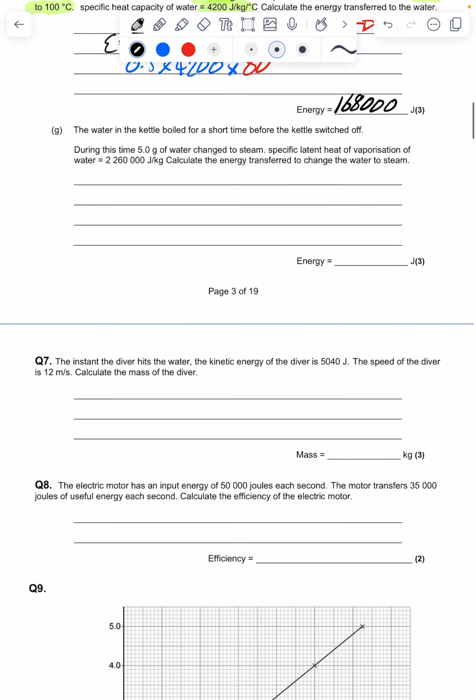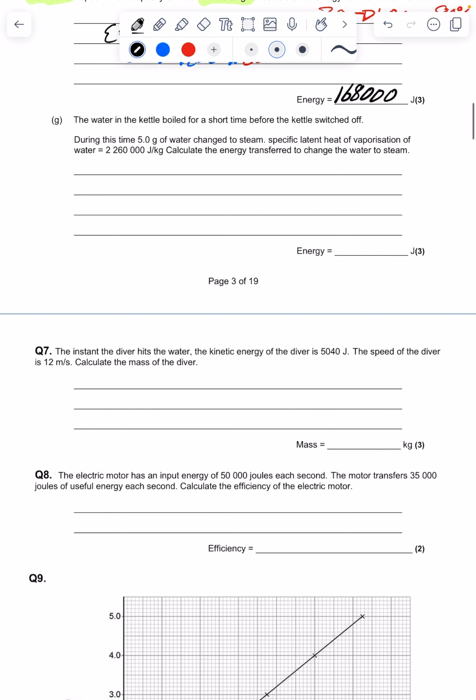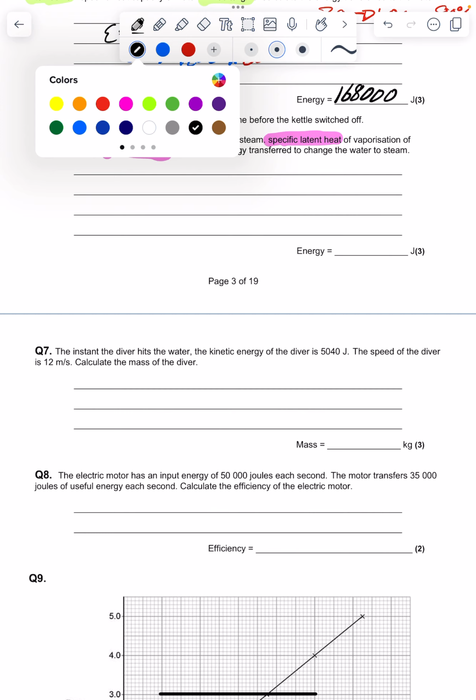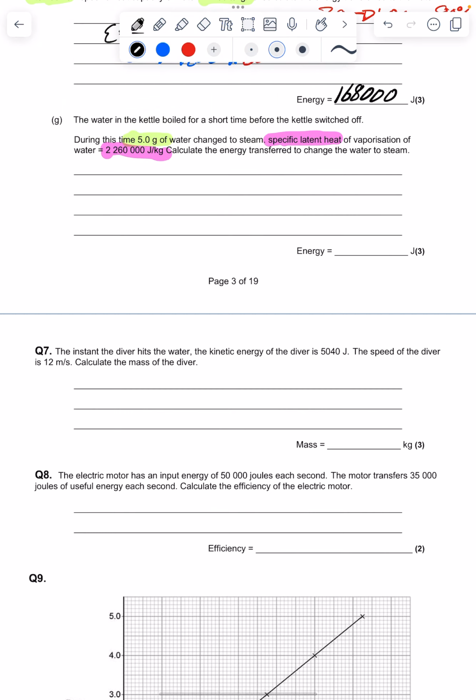Next up, it says we want to calculate the energy transferred to change the water to steam. So we've got 5 grams of water, and this time we're given the latent heat of vaporization here. So this calculation, again, it's the energy transferred, but it's the mass times the latent heat.